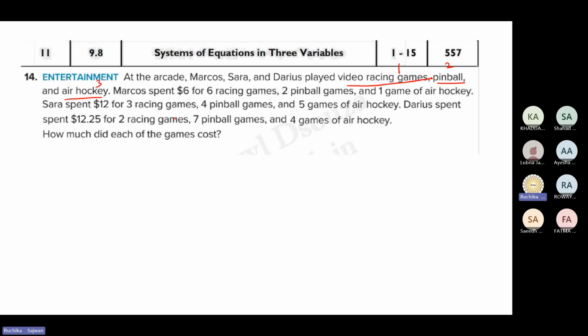Okay. So the question is asking, first we need to read: how much did each of the games cost? So I'm going to choose x, y, and z, three variables, because it's a system of equations in three variables. For the first game, the video racing game, how much is the cost? Say x dollars. For pinball, y dollars. For air hockey, z dollars. Sorry, not dirhams, it's given in dollars, so we will choose dollars. So this is the cost for each of the games.